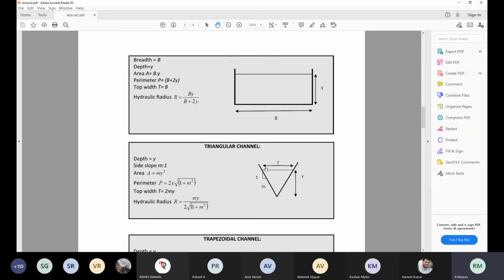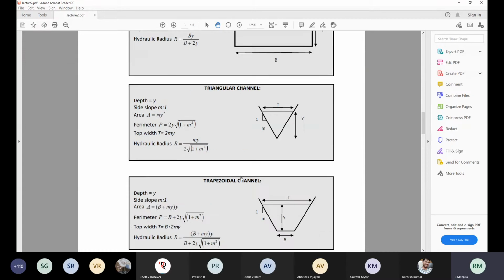Now because our perimeter is known and area is known, the hydraulic mean radius is nothing but My square divided by, because A by P, 2 into Y into square root of 1 plus M square. But Y gets cancelled, so I will have My divided by 2 into square root of 1 plus M square. Okay, so these are the channel parameters for a triangular channel.